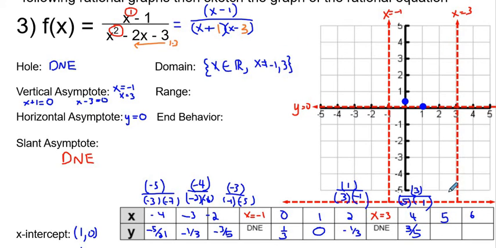Put 5 in the top, you would get 4. Put 5 in the bottom, and you would get 6. Put 5 in here, 5 minus 3 is 2. You get 4 over 12, which is 1/3, positive this time.